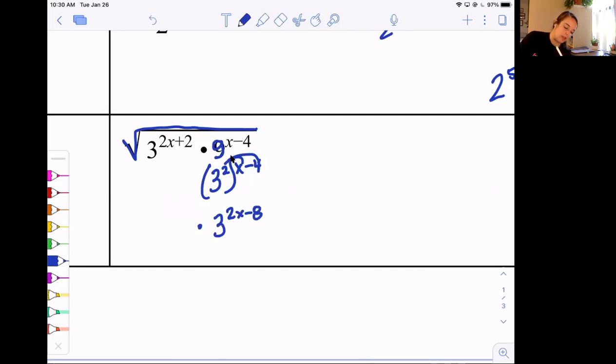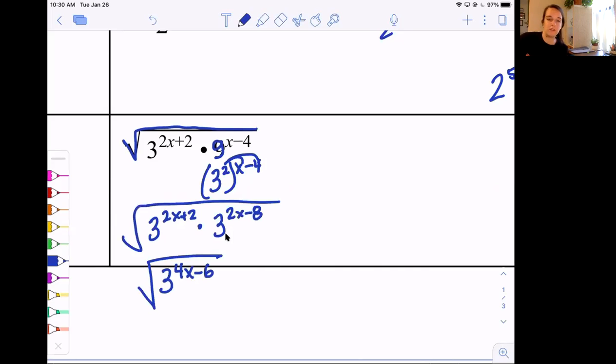Then here I have 3 to the 2x plus 2. I'm going to combine these because they have the same base. So I have 3 to the 4x minus 6. And then I still have my radical. Remember, there's always been a radical the whole time. I just was ignoring it.